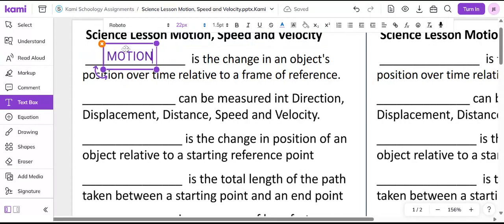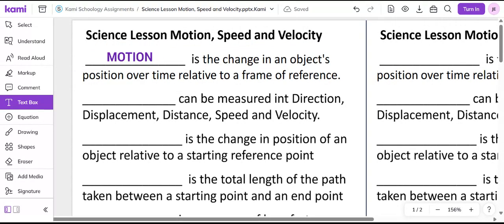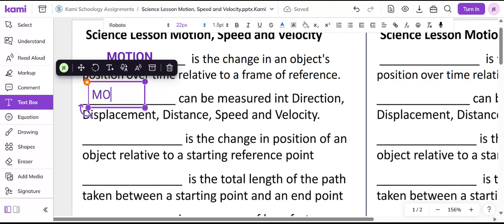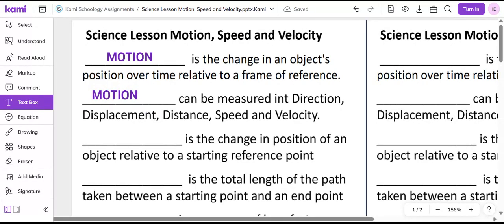Something is moving. So the motion can be measured. We have measured in direction, displacement, distance, speed, and velocity. So this is going to be motion. We're going to measure it in different ways. So the change in position of an object relative to a starting reference point.